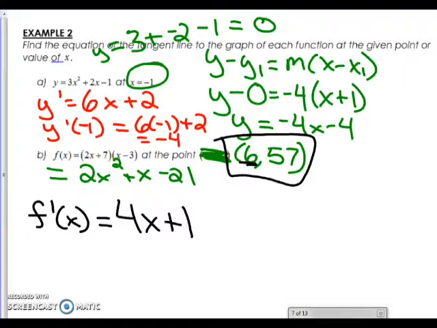So again, make sure you understand what you're plugging in and what you're going to get as a result. If you plug into the derivative, you're going to get the slope of the tangent. So I'm plugging in x equals 6 there. So 6 times 4 is 24 plus 1, right? So I get a 25.